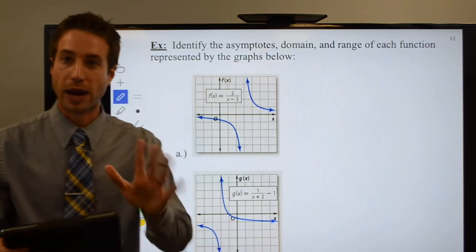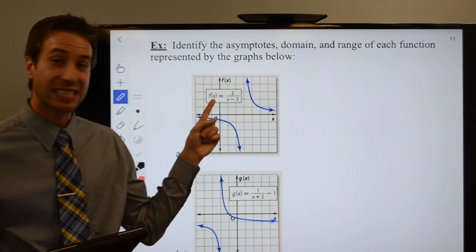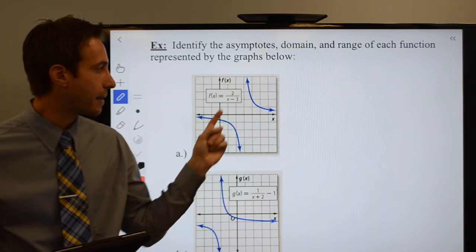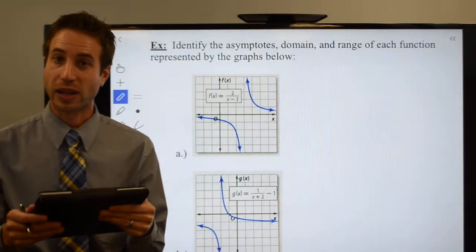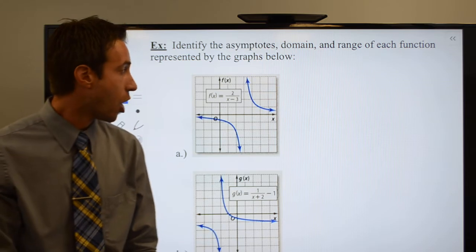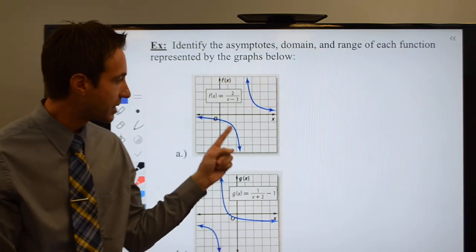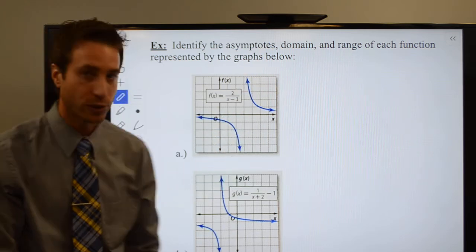First thing first, I'm given the graph of this rational function. The function is actually given to you right here on the graph. f of x is equal to 2 divided by x minus 3. Let's identify the horizontal and the vertical asymptotes. Here's what I recognize. Take a look at this. This guy shoots off up here, comes down over here. What that means is I'm going to have a vertical asymptote right between those guys.